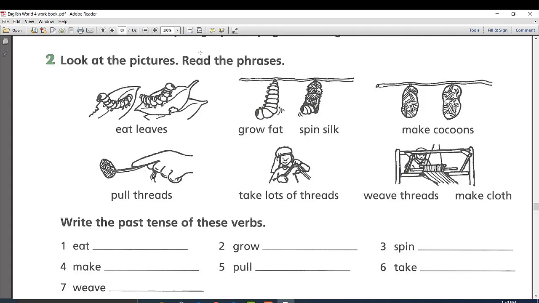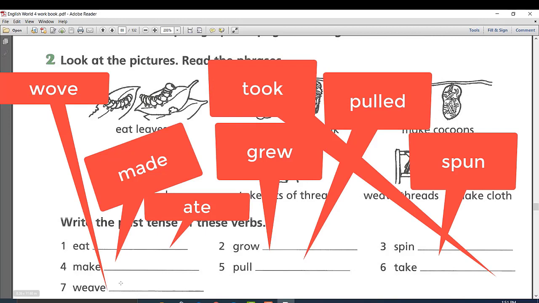Let's move to the next. Write the past tense of these verbs. Here we have the first form of these verbs. We are going to write the past. Like, number one, eat. The past is ate. I'd like you now to think of the rest, and you'll find the answers in a few minutes. Okay, see the answers, write them down in your workbook.